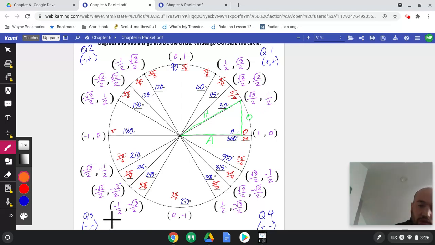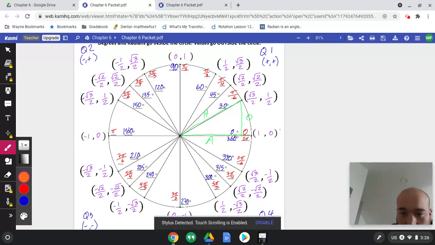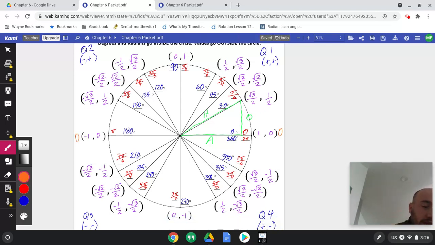Now here's the thing you got to remember. We're starting to get a lot of information on here. So this is our tangent. So there's 0. And we also know that this one is 0. Up here, we get square root of 3 over 3. Here at 45 degrees, we get 1. At 60 degrees, we get square root of 3.